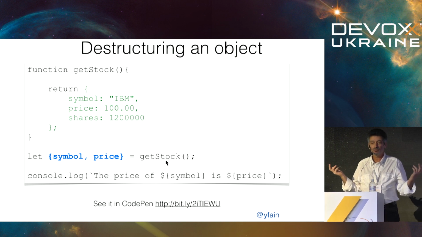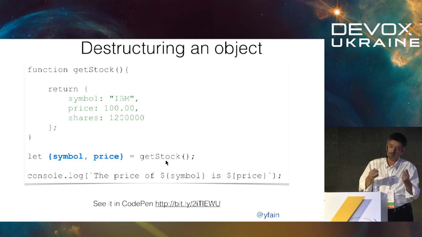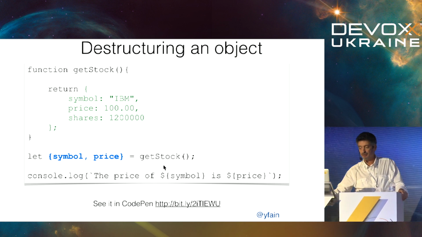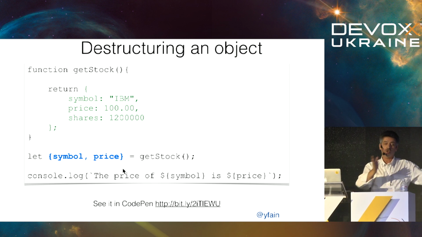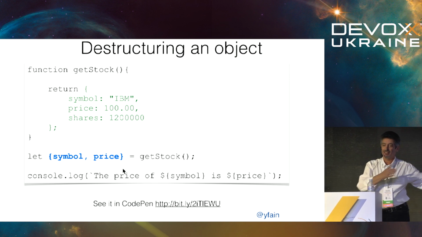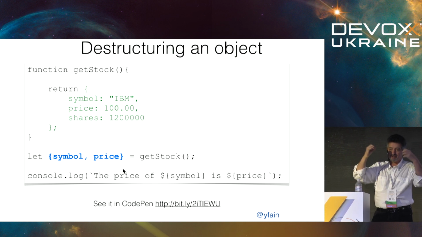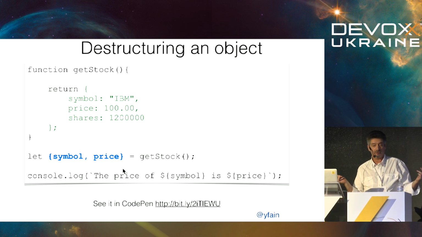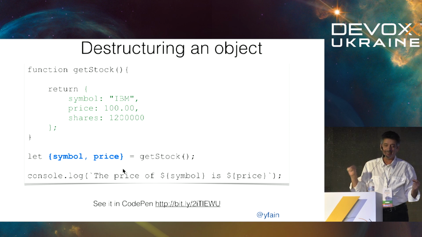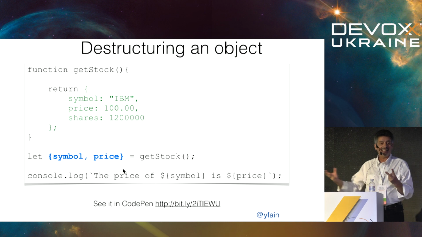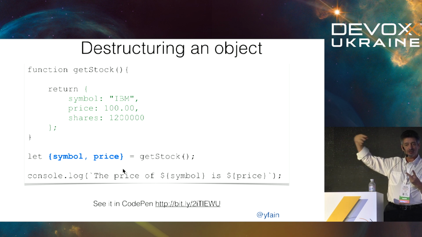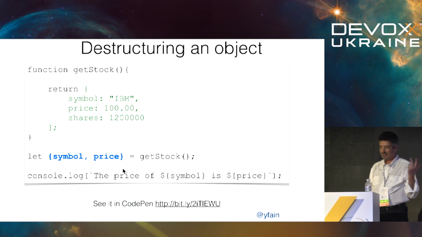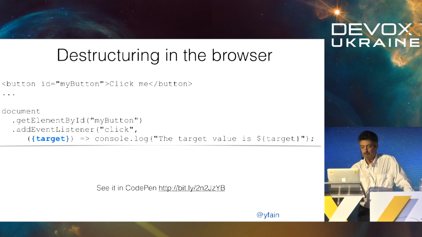What if I need only two? Of course, I can get the object into a variable, and then I can pick the only ones that I need. But with destructuring, look at this. Curly braces on the left side of the equal sign. I get the object and I destructure it. I rip it apart. So in this case, as you can probably guess, I care only about symbol and price. So this one line declares two variables. One of them is symbol, the other one is price. It extracts these values from the object and assigns them to these two variables. Nice and very, very useful.